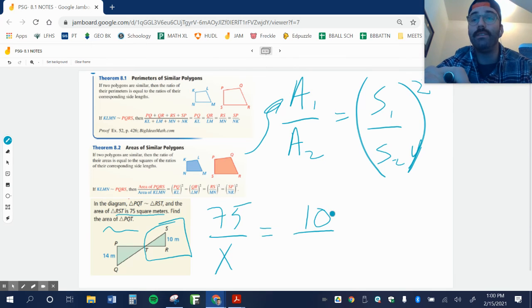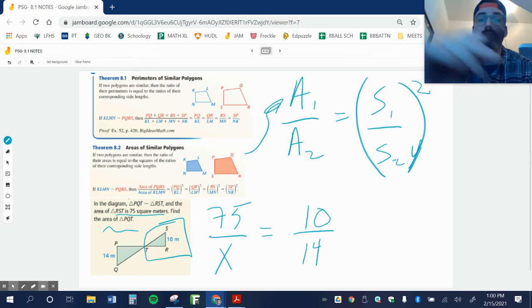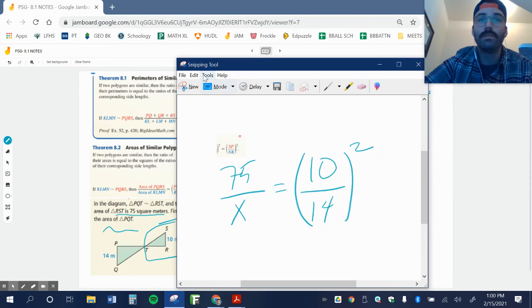The 75 and the 10 come from the same shape. The X, which is what we're trying to find, and the 14 come from our other triangle. And these two sides, their ratio is going to be squared. Oh, look at that, it's already here.